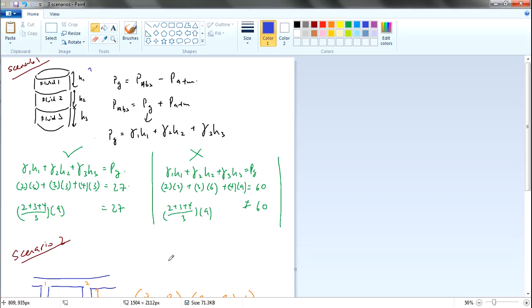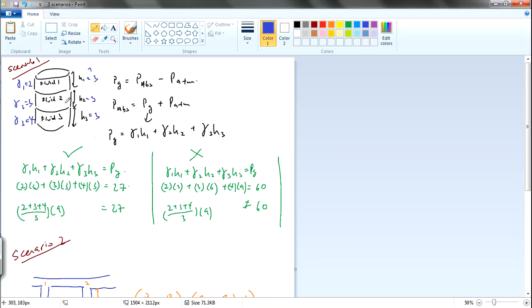Let's compare with the right one first. The correct method is doing this. If the specific gravity of fluid 1, gamma 1, is 2, fluid 2, gamma 2, is 3, and fluid 3, gamma 3, is 4, and H1 is equal to 3, we are simply multiplying this portion, then adding it with this portion and with this portion. So you are summing up all the partitions. You get P gauge equals 27.